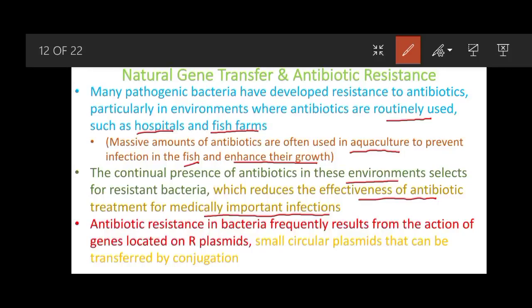So antibiotic resistance in bacteria frequently results from the action of genes that are located on the R plasmid. They are small circular plasmids that can be transferred by conjugation. So conjugation is the way of spreading the resistance among different bacteria and bacterial species.